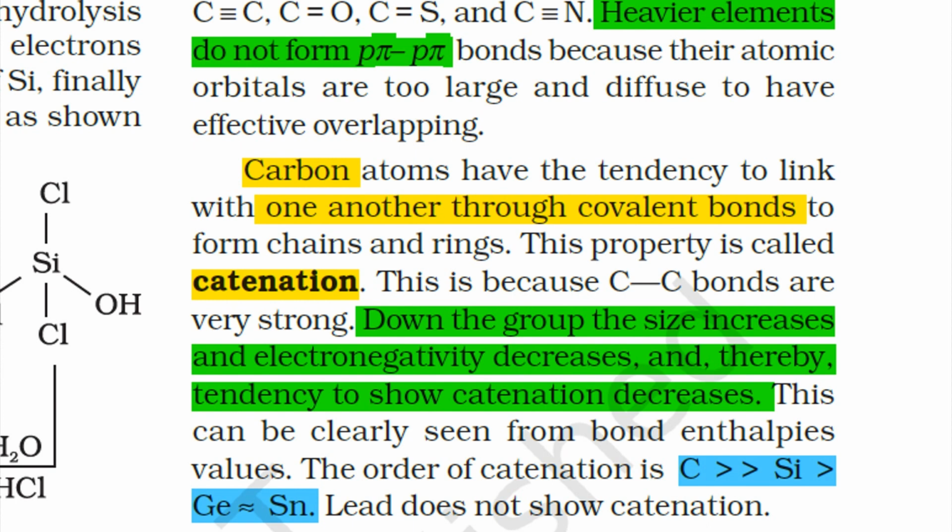Next, the carbon atom has a tendency to link with others through covalent bonds to form chains or rings. This property is called catenation, and down the group the catenation power decreases because size increases and electronegativity decreases. So you can see carbon's catenation power is very high compared to silicon's, and silicon's is higher than germanium's, but germanium and tin have nearly equal catenation power and lead does not show catenation.